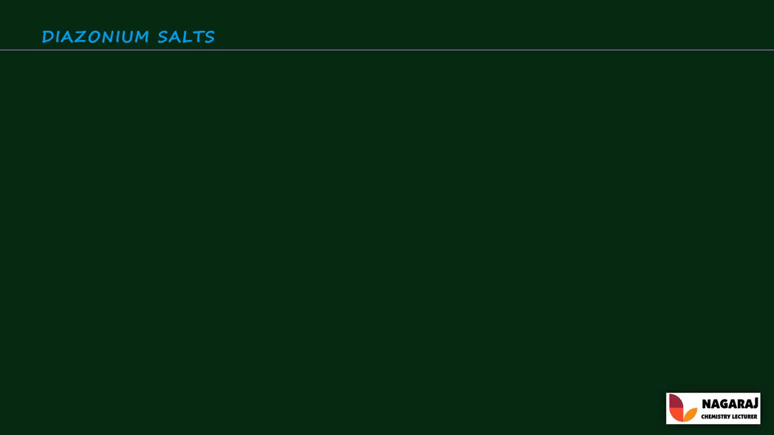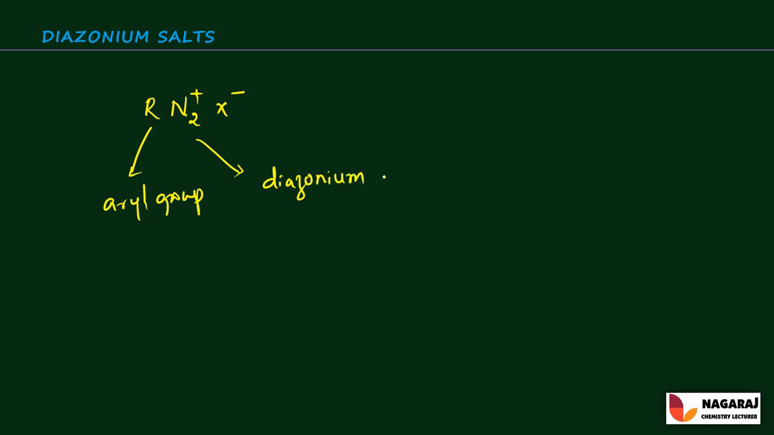Let us see what diazonium salts are. These diazonium salts are represented by the general formula RN2+ X−. Here R stands for an aryl group, and this N2+ is called the diazonium group, and this X− may be Cl−, Br−, HSO4−, BF4−, etc.